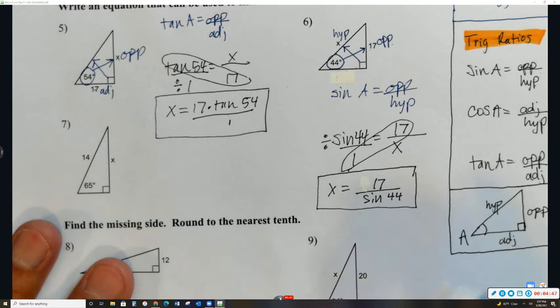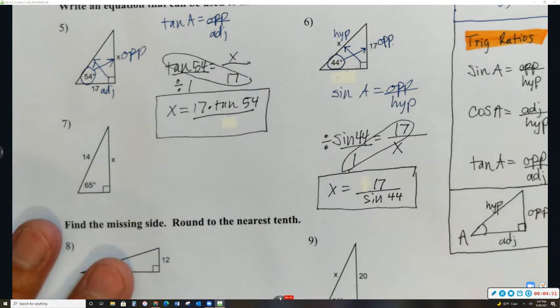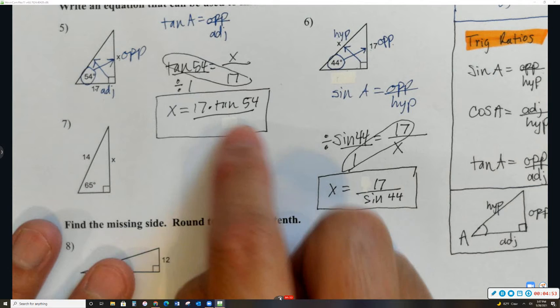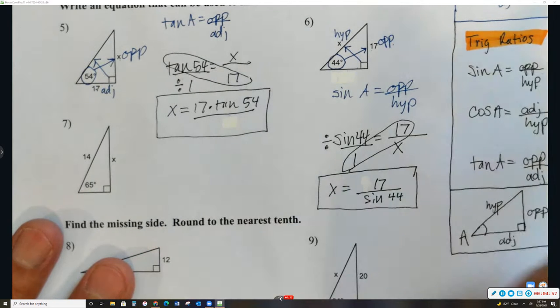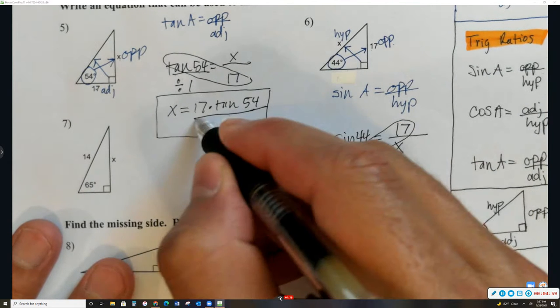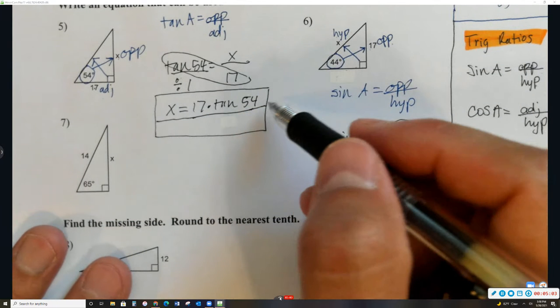Now again, like the times one, whenever you divide it by 1, you always get that number back. So actually you could just knock that 1 off, and then this is just the equation here, right? 17 times tangent of 54.